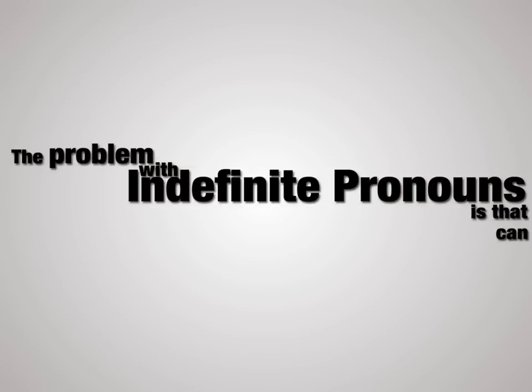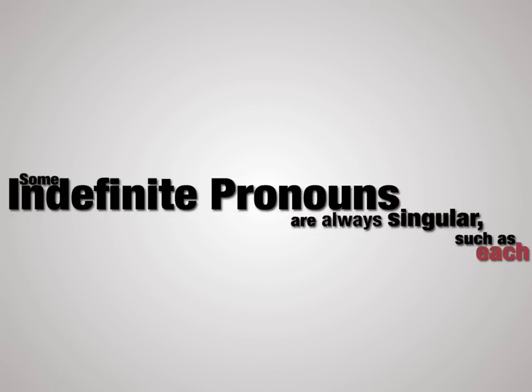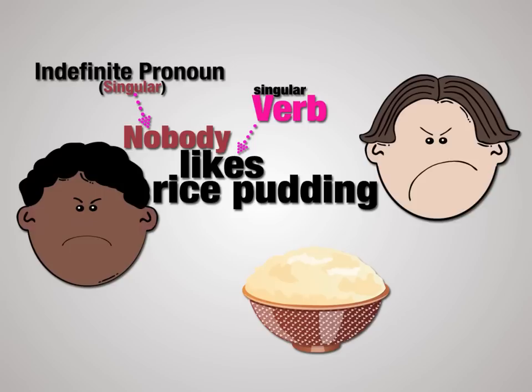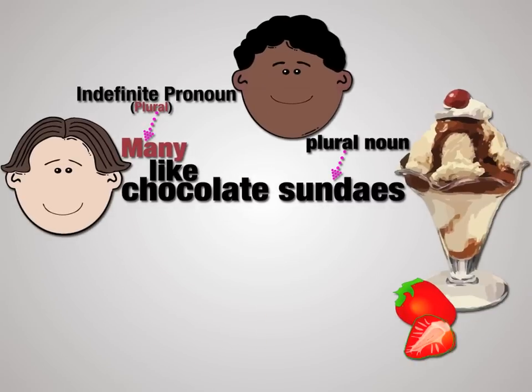The problem with indefinite pronouns is that they can make the verb behave in different ways. Some indefinite pronouns are always singular, such as each and nobody, and would therefore require a singular verb. Nobody likes rice pudding. Others, like both and many, are always plural and require a plural verb. Many like chocolate sundaes.